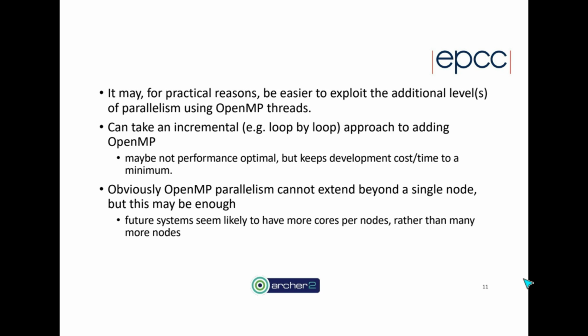approach, adding OpenMP to one loop at a time. That might not be performance optimal, but at least it would keep your development cost and development time to a minimum. Obviously the OpenMP parallelism can't extend beyond a single node, but that might be enough. We're seeing systems with quite a lot of cores per node now, so that gives us potentially quite a lot of opportunity to exploit a reasonable amount of parallelism at some lower level using OpenMP.